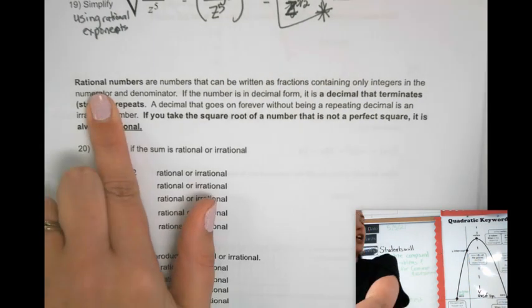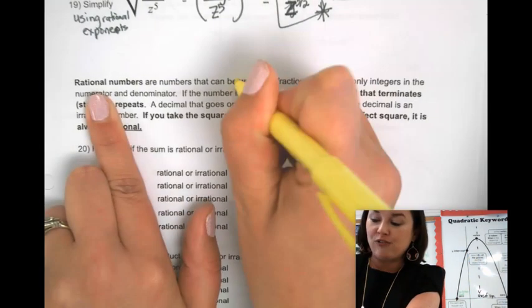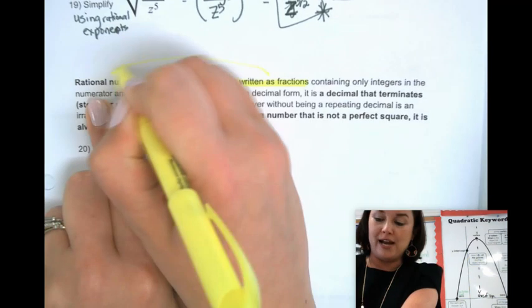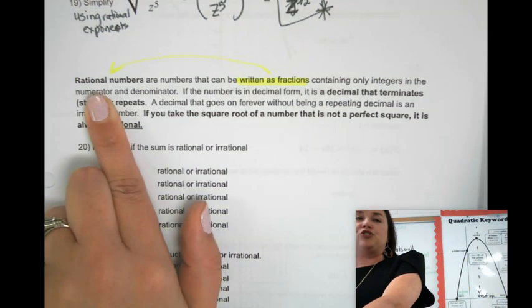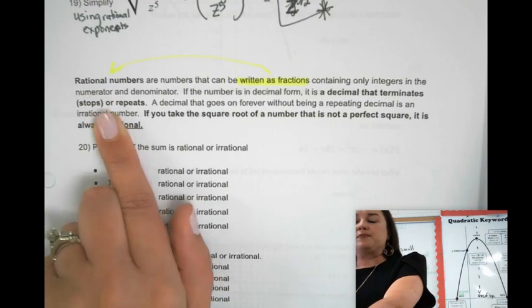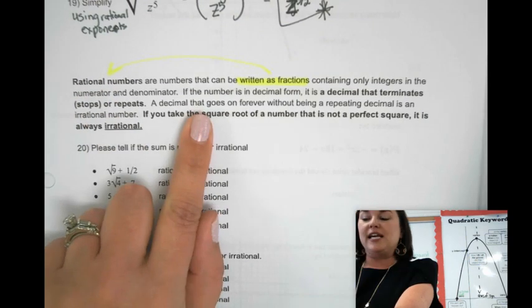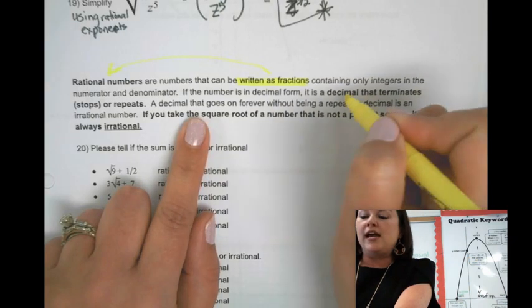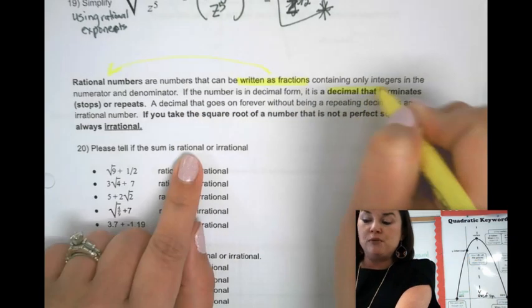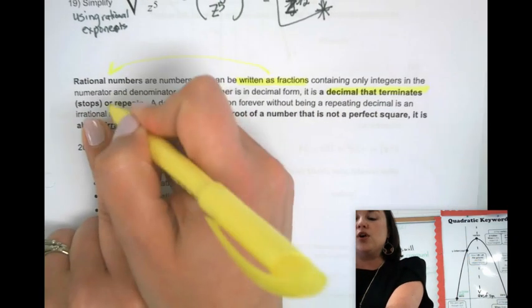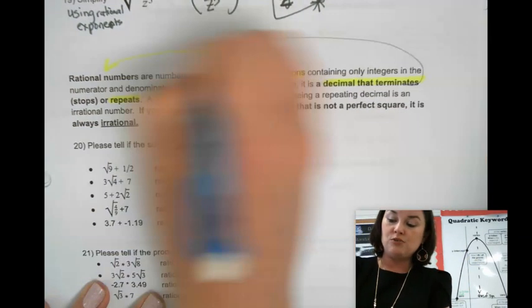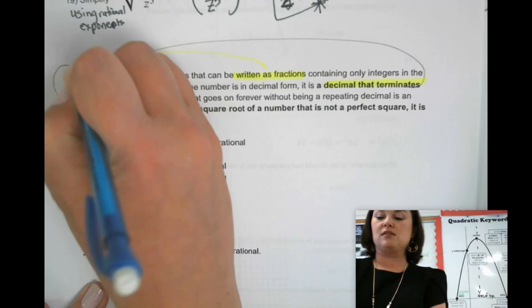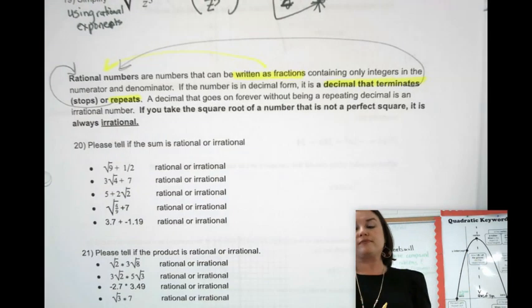Rational numbers. Numbers that can be written as fractions are rational. The fraction has to only contain integers. It can't have square roots in it and stuff. If the number is a decimal and it's rational, it's a decimal that terminates, which means it stops, or a decimal that repeats. So if the decimal stops, it's rational. If the decimal repeats, it's rational.